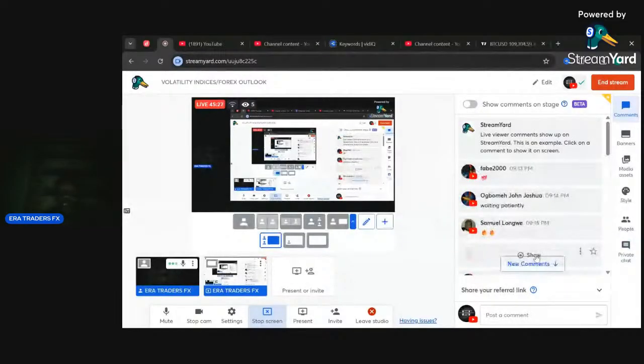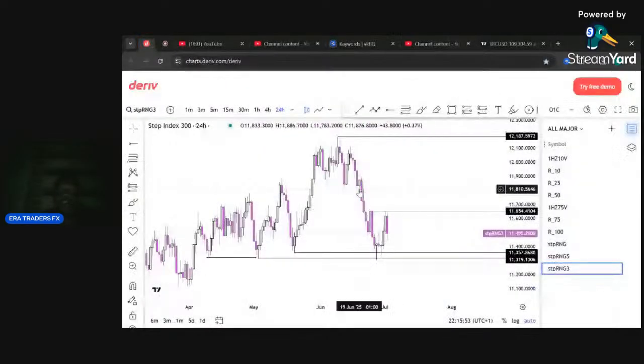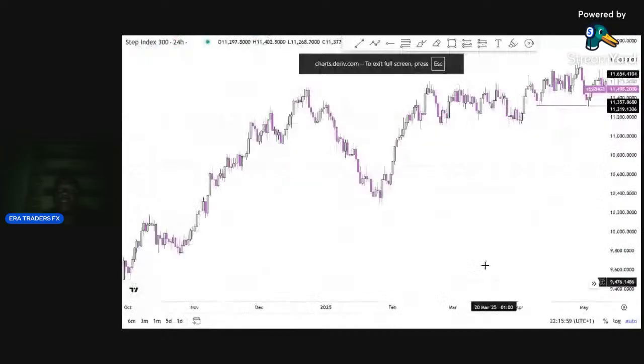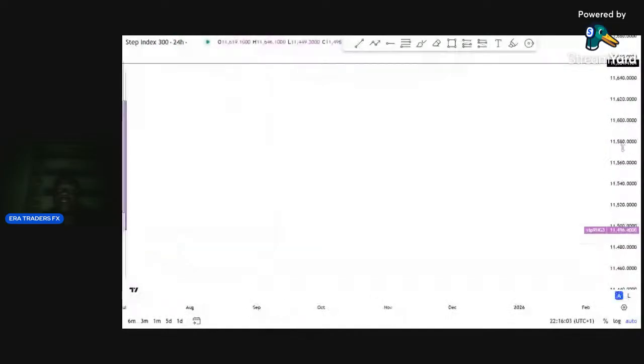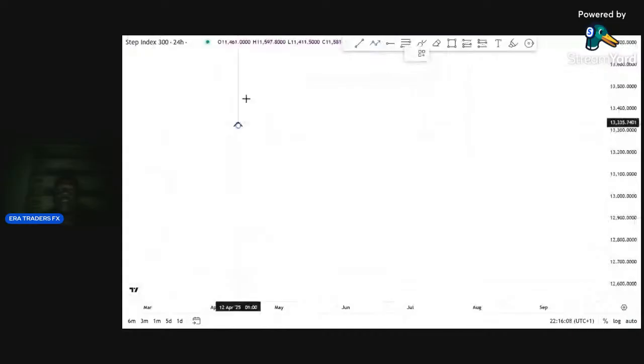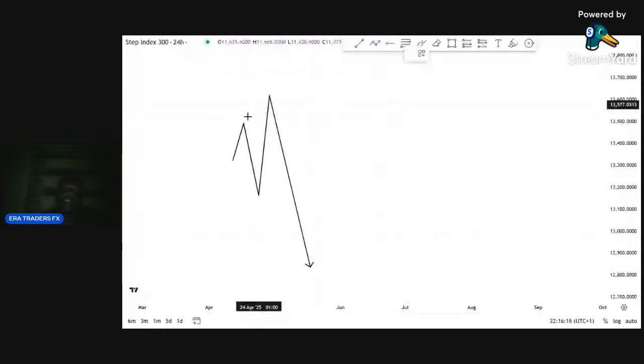Okay, I think there's a new comment. Someone says, please, where can I place myself on this strategy to be in a safer place? All right, a good question. This is your liquidity engineering entry.